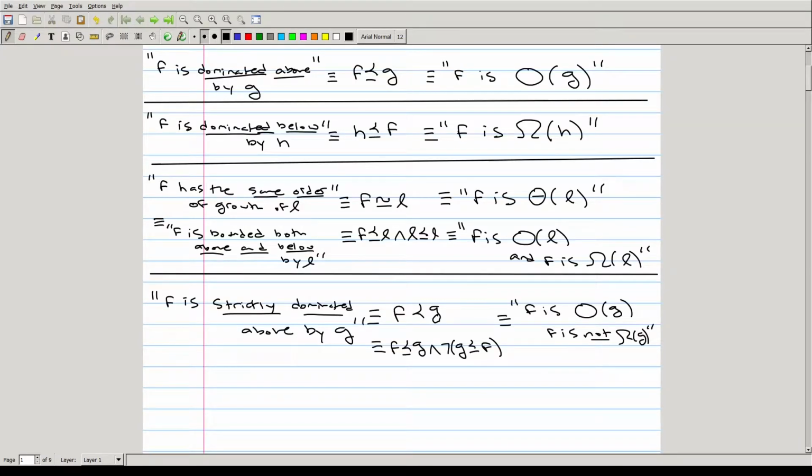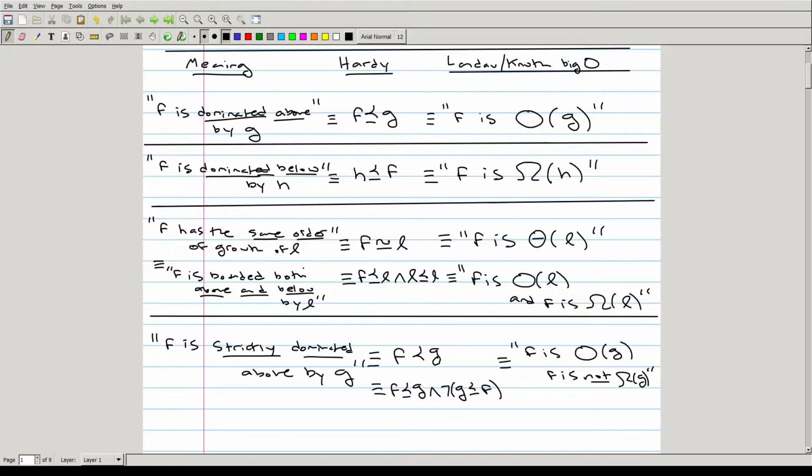Oops, I just realized that I have a small typo here. "F has the same order of growth of L" should be the statement that f is dominated above by L and f is dominated below by L. This should be L dominates f below. I apologize for that error in notation.